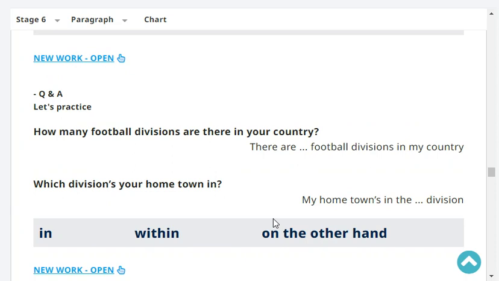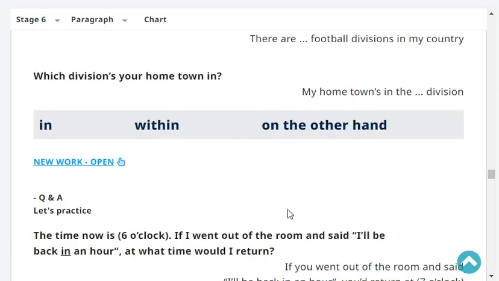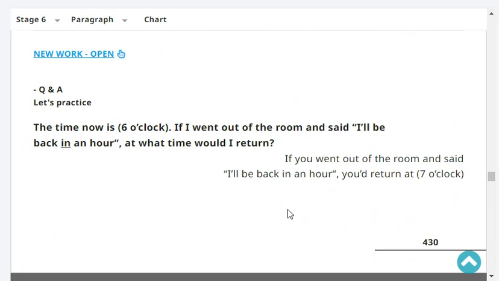How many football divisions are there in your country? There are five football divisions in my country. Which division is your hometown in? My hometown is in the first division. Very good.